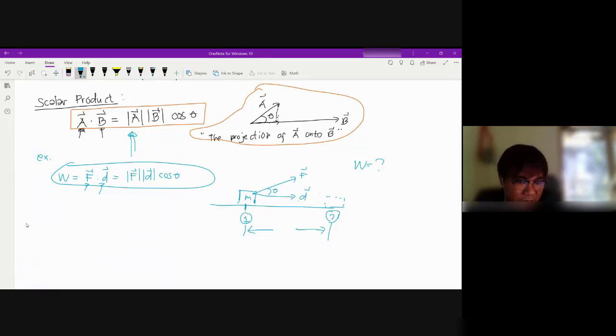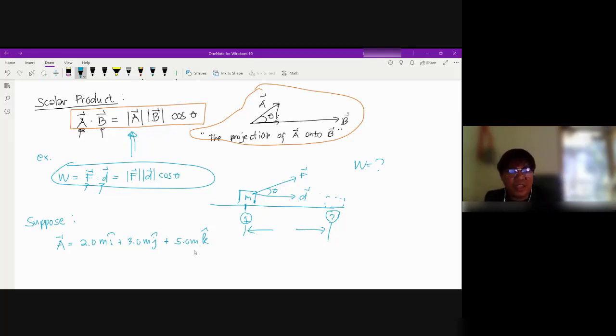So for example, suppose I have vector A, which is actually given by this: 2 meters i hat plus 3 meters j hat plus 5 meters k hat. Okay, I added the third component.